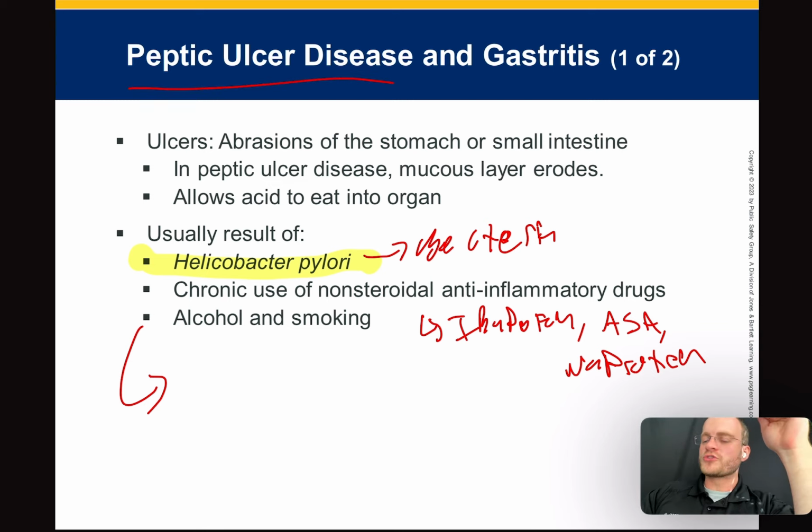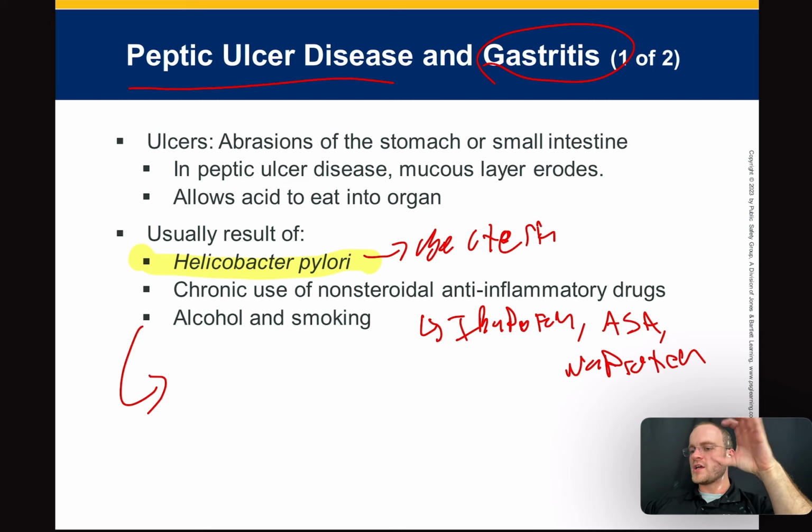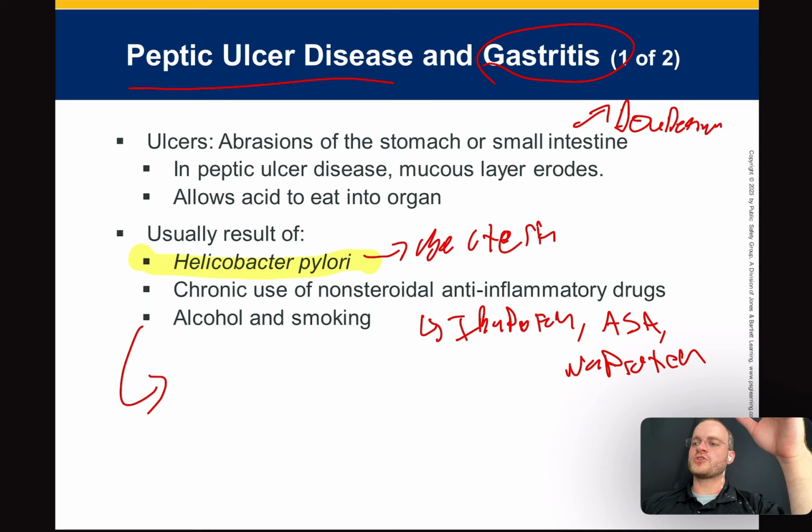So peptic ulcer disease is when there's an actual ulcer. Gastritis is just when there's inflammation of the gastrointestinal system. So gastritis is a very broad term. Now, where do we typically get peptic ulcer disease? It's almost always in the stomach or small intestine, namely the duodenum. Which remember, it goes duodenum, jejunum, ileum. So it's the first part of the small intestine.